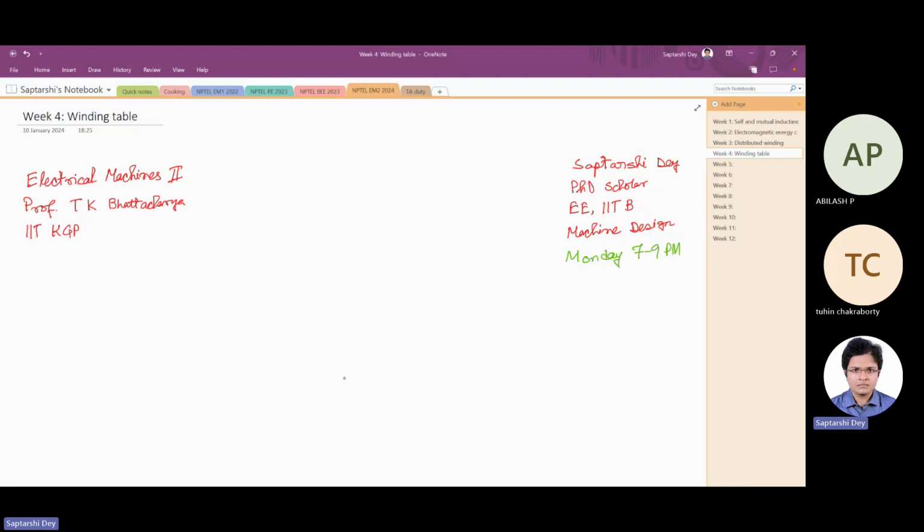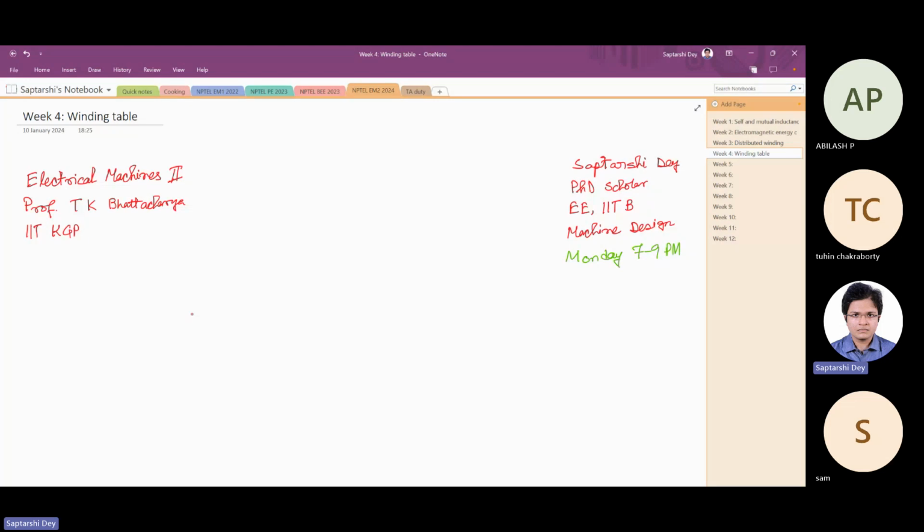We'll start. Thank you. This is the fourth week of this course, that is Electric Machines 2. The course is conducted from IIT Kharagpur. The instructor is Professor Tapas Kumar Bhattacharya, and three doubt clearing or problem solving sessions per week are conducted. I take this session every Monday, 7 to 9 p.m. I am Shaptur Shide. I am a PhD scholar at the Department of Electrical Engineering, IIT Bombay, and I am working on machine design for my PhD.